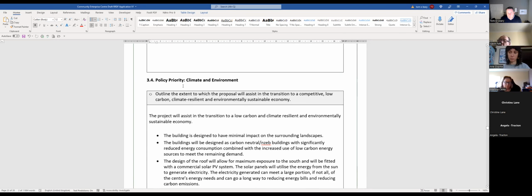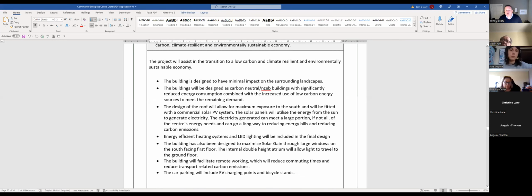Again, a big part of this funding is how your project meets climate action plan objectives, so how it's going to impact on the climate and environment. If you're asked that question with building projects, and some of you are doing building projects, typically what we put in is that the building will have minimal impact on surrounding landscapes, so it's not going to be an eyesore. It's going to be designed as a carbon neutral or near zero carbon building.